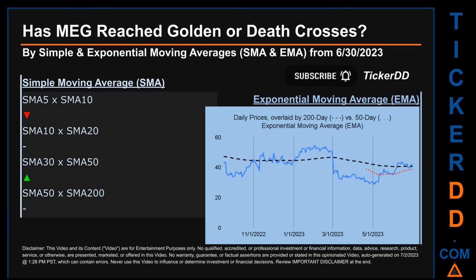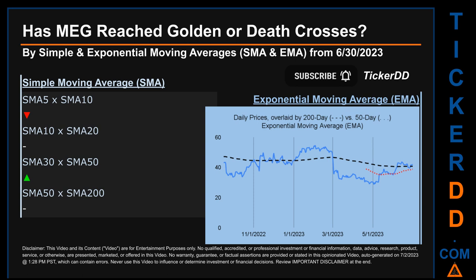Has MEG price reached golden or death crosses? Golden Cross and Death Cross are basic signals that compare average prices across two specified trade day ranges, a short-term versus a long-term range. For example, 5-day versus 10 trade days. Essentially, a Golden Cross is a bullish signal. It appears when a ticker's short-term moving average crosses above its long-term average. Vice versa, a Death Cross is a bearish signal when the short-term crosses below its long-term moving average.